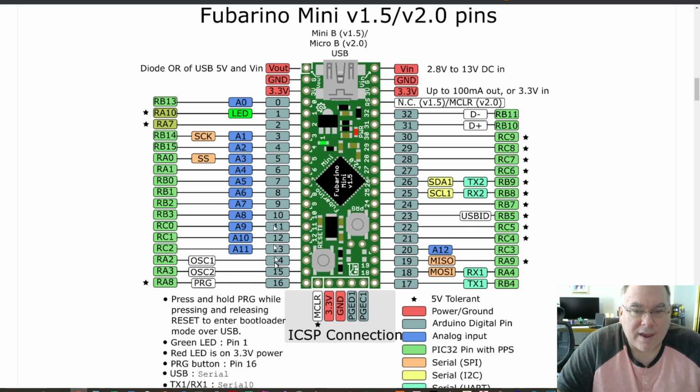So hopefully, as you're reading the labs, that helps clear things up. If you see things like RA10 or RA7, RB14, that's referring to the name of the register on the microcontroller. But when we're writing our programs, we're just dealing with these pins.